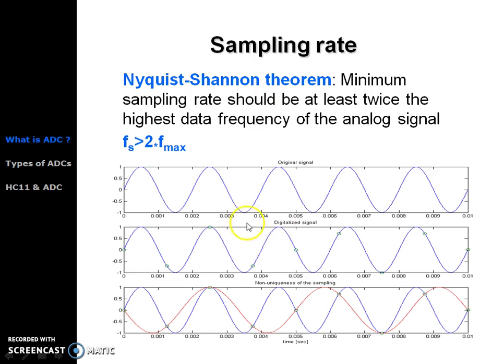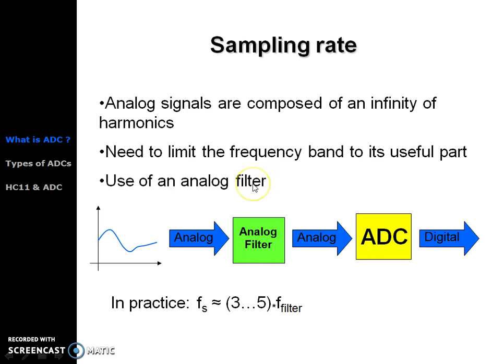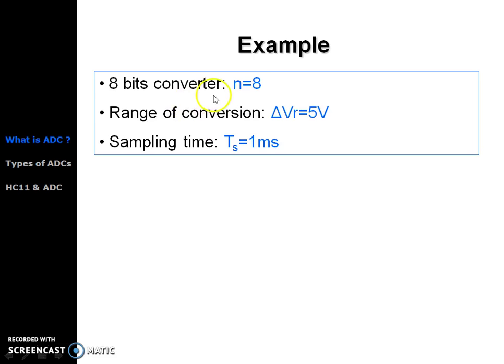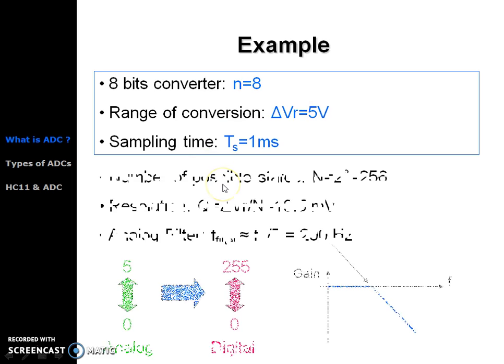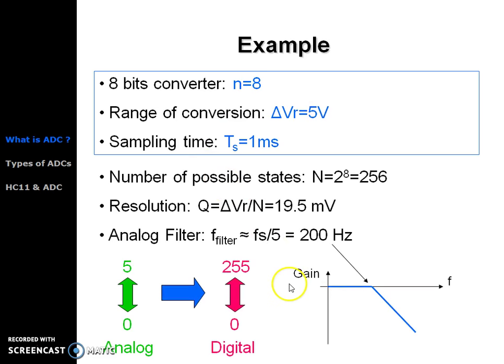The Nyquist-Shannon theorem tells about the sampling frequency. Next, sampling rate: you have to suitably choose the sampling rate and go for analog to digital conversion. Here we connect an analog filter. The example gives you an 8-bit converter, the range of conversion will be 5 volts and the sampling time will be 1 millisecond. So here you can have an example.